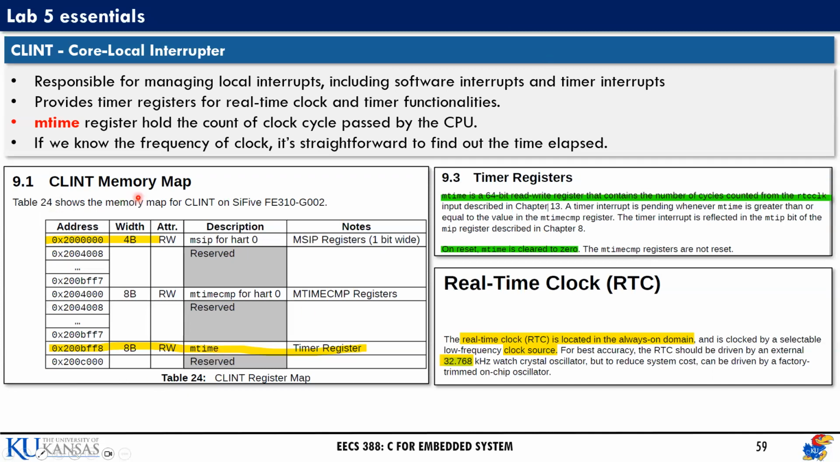Our SiFive Core Local Interrupt is responsible for managing local interrupts, including the software interrupts and the timer interrupts. It provides us this timer register for real-time clock and other timer functionalities. And our mtime register holds the count of clock cycles passed by the CPU. So whenever we turn on our microcontroller, or CPU, it starts counting the clock cycles passed by the CPU.